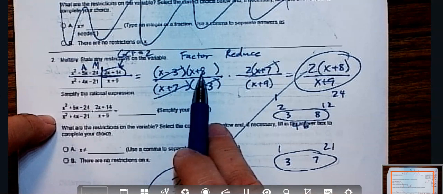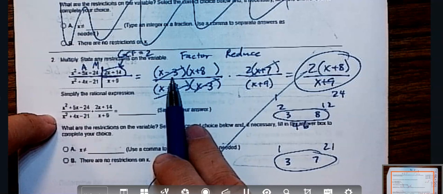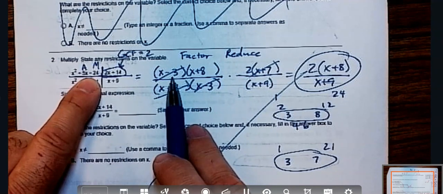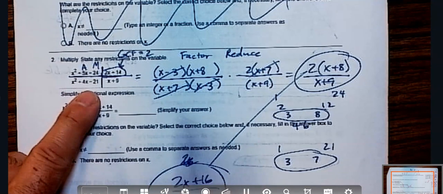Now, obviously, one's positive, one's negative. That's the only way you're going to get them to add up to 5. And they also have to obviously multiply to negative numbers, so that means they have to be one plus, one minus. Out of 21, your choices are 1 and 21, or 3 and 7.